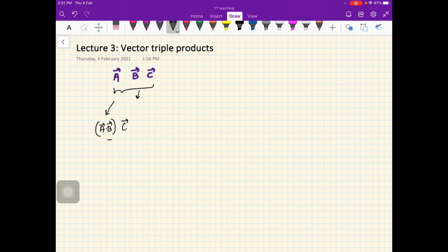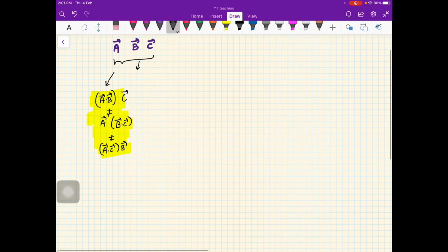And very clearly this is not equal to, say, B dot C and then you multiply with A vector, or if you take A dot C and then you multiply with B vector, right? So these are the possible types of products which you can make. This kind of product does not have any particular name. But you can obviously do it, and the calculations are not difficult.